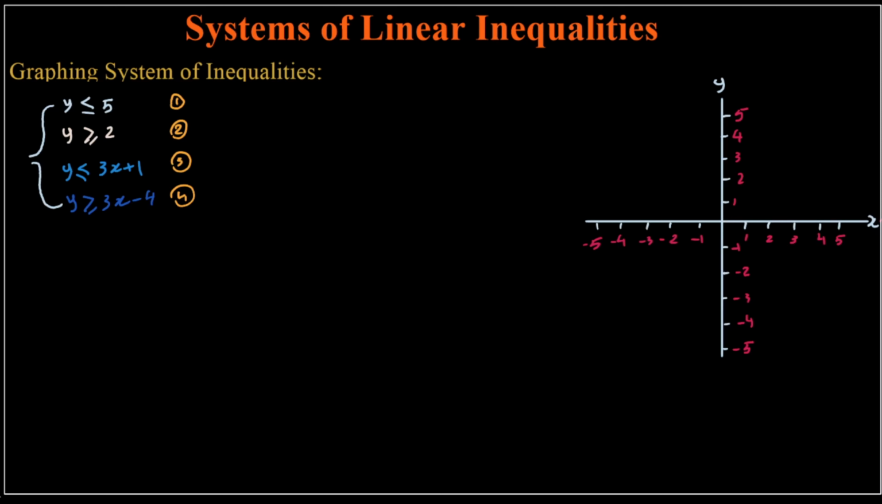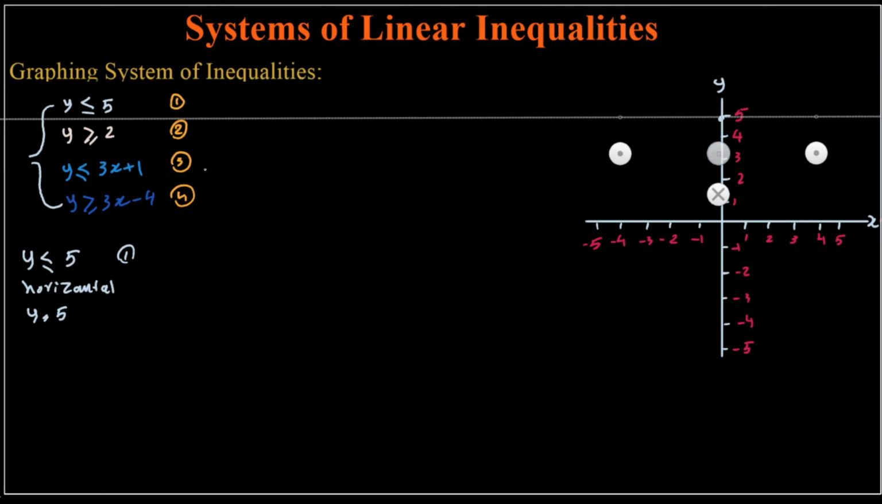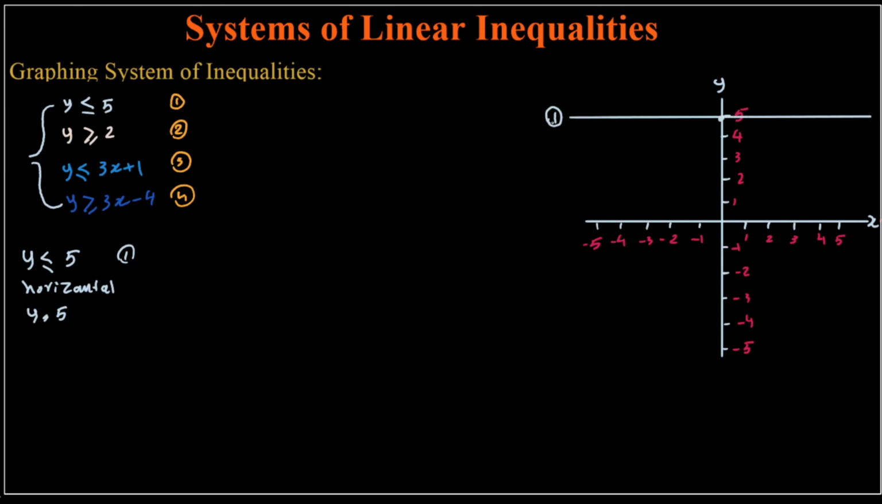Let's first solve the first one. y less than or equal to 5. This is the first one. We know that the graph of y always is horizontal. We can say y equals 5 easily. So we have 5 here. Because we have an equal sign, our graph will be a solid line. This is the first. It goes down.